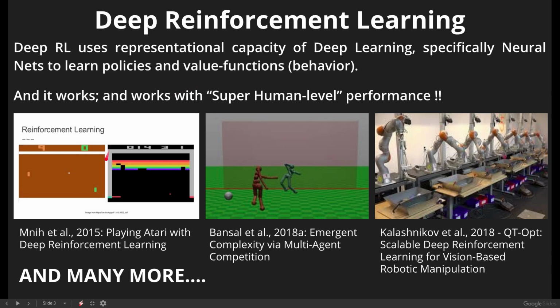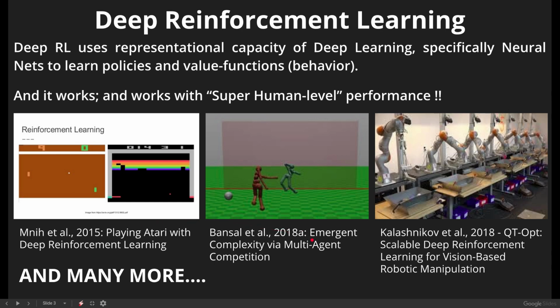This is a work from Mnih et al. 2015, playing Atari with deep reinforcement learning, where they proposed the popular deep Q network algorithm, and they were able to achieve better performance than the human benchmark on many of the Atari games. This work is a bit old, 2015, and there have been more advancements in this area. A few months ago, Google DeepMind released a system called Agent57, which was able to achieve superhuman level performance on all of the 57 Atari games.